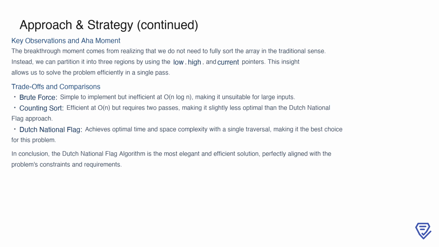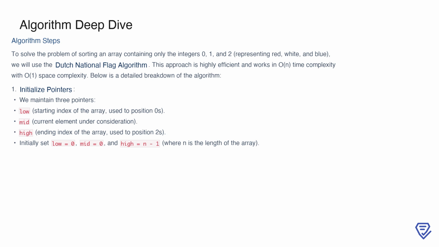To tackle the problem of sorting an array containing only the integers 0, 1, and 2, we'll use the Dutch national flag algorithm. This algorithm is both time and space efficient, operating in O(n) time complexity and O(1) space complexity. The key idea is to maintain 3 pointers: low, mid, and high. The low pointer is used to track the position for zeros, mid represents the current element under consideration, and high is used to track the position for twos.